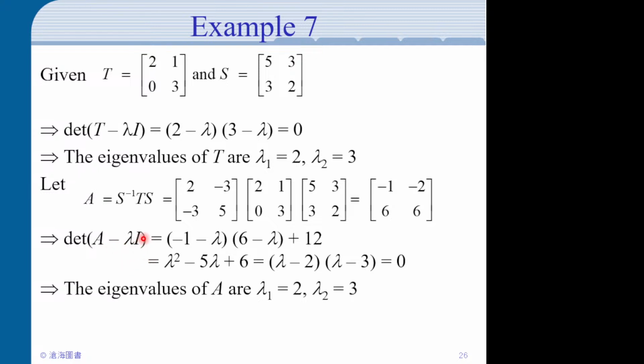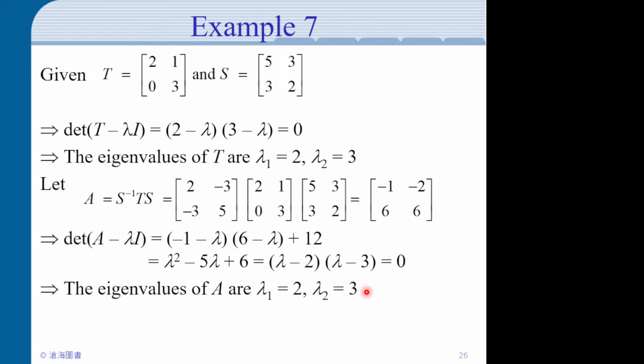That's minus 1 minus lambda times 6 minus lambda, plus 12. That's lambda squared, and minus 6 plus 1, so minus 5 lambda, and minus 6 plus 12 equal to 6. So once again it's the same polynomial, lambda minus 2 times lambda minus 3 equal to 0. So eigenvalues are also 2 and 3.